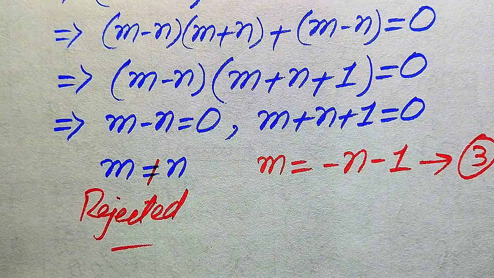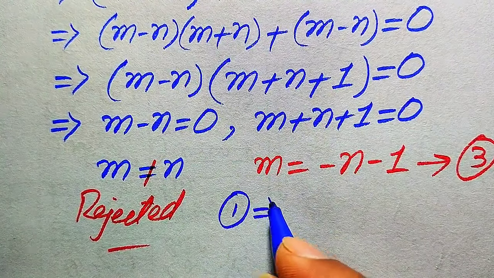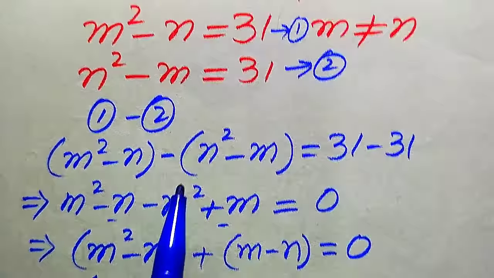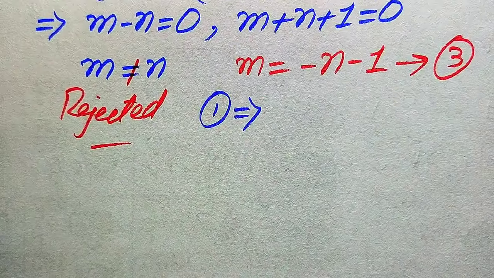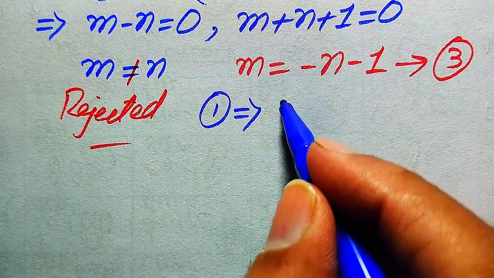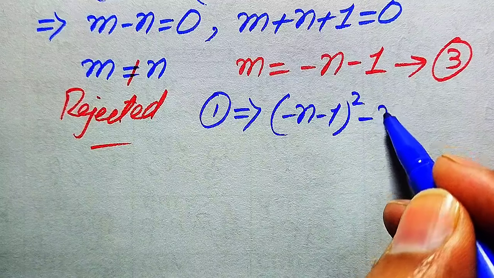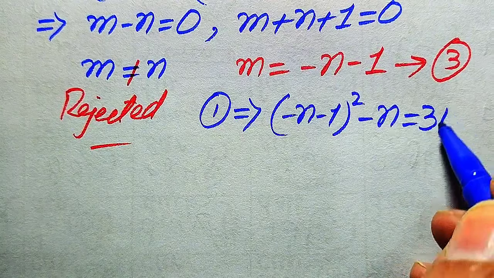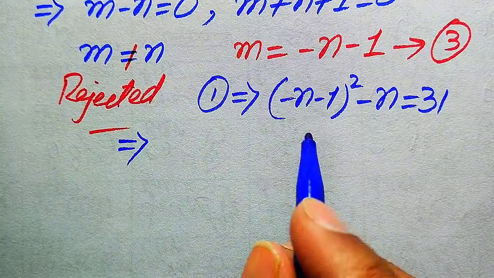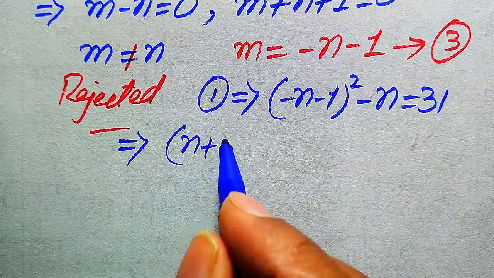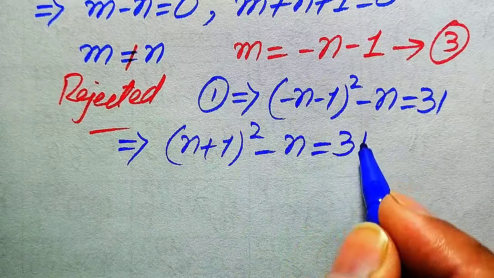So now we substitute this value of m into equation number 1, so that equation number 1 implies, you see here, this is equation number 1, m square minus n equals 31. So we put this value here, and it becomes minus n minus 1 whole square minus n equals 31. So here you see that when a negative sign appears inside the square, it becomes positive, and it will be written as n plus 1 whole square minus n equals 31.